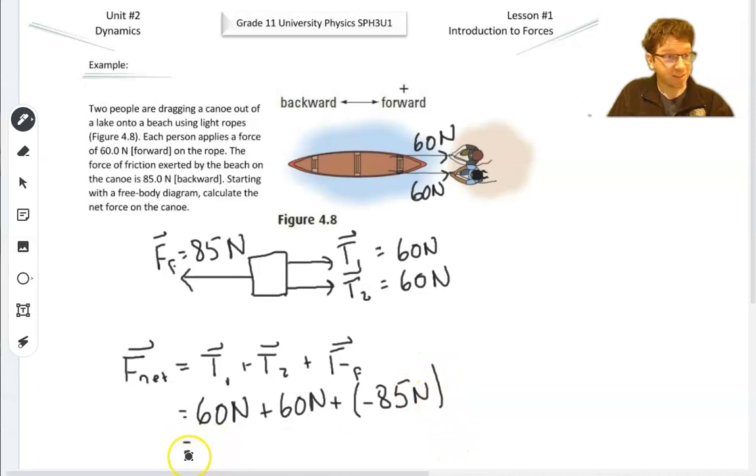All right, now I can add them all. So 60 and 60 is 120. Subtract 85, and we get 35 newtons forward. So our net force is therefore 35 newtons forward.